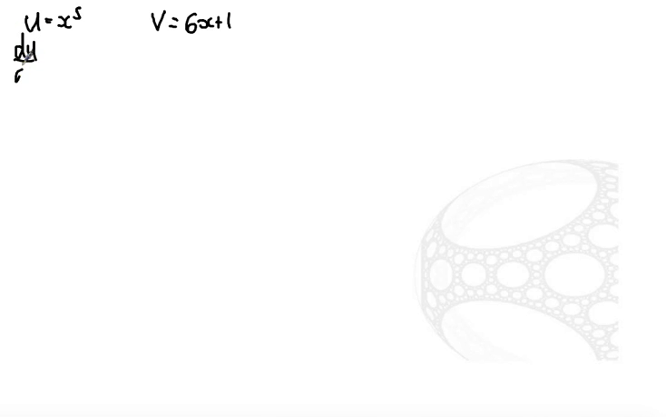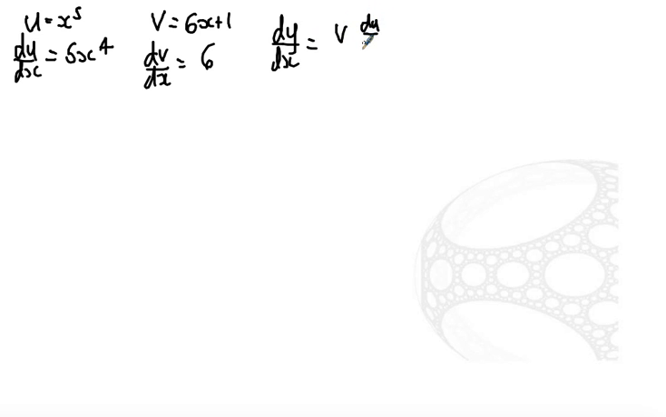Differentiate the two functions independently. So du by dx is 5x to the power of 4, and dv by dx equals 6. Now, the quotient rule, dy by dx, is v du by dx minus u dv by dx all over v squared. And the way I remember the order is VDU, Visual Display Unit. I can't think of any acronyms which would match up to the second one, so it's Visual Display Unit first.